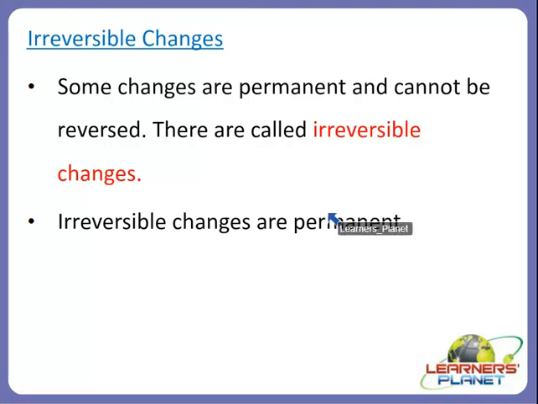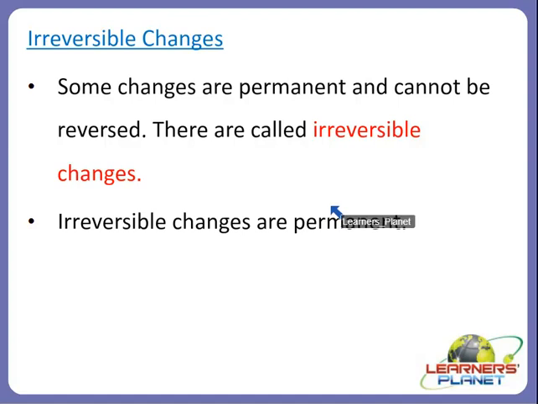How? For example, if we burn a paper, it turns into ash. But this ash cannot be turned back into paper. So we can say that this is a type of irreversible change.